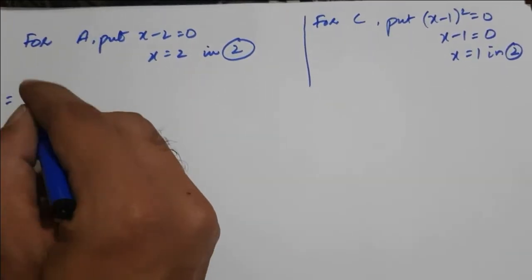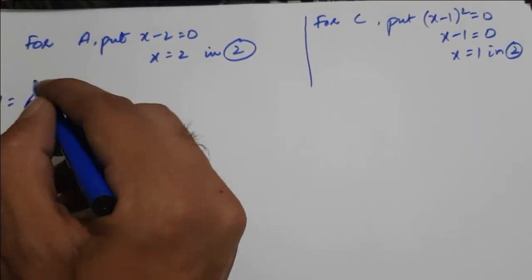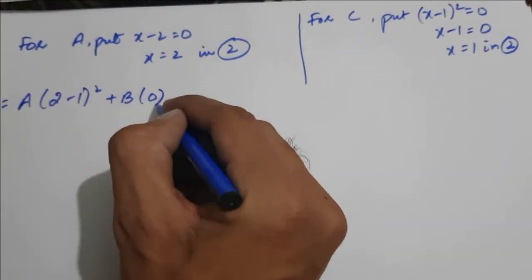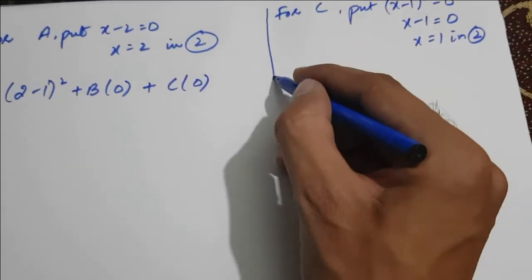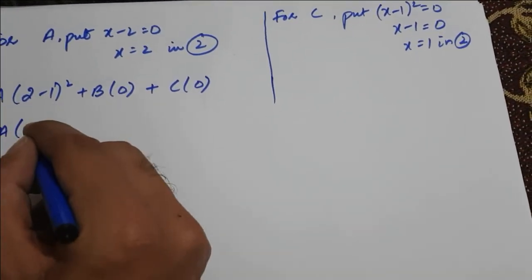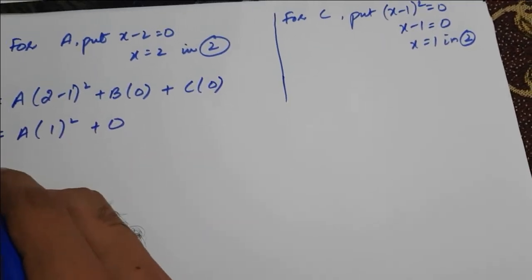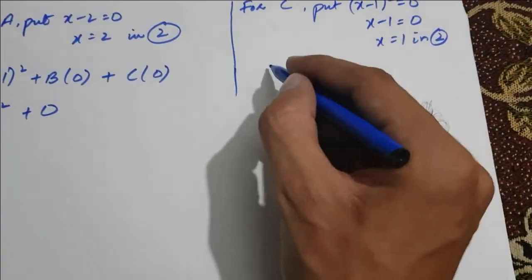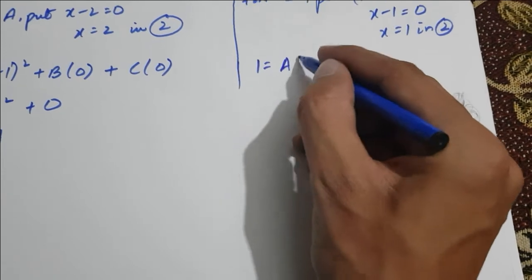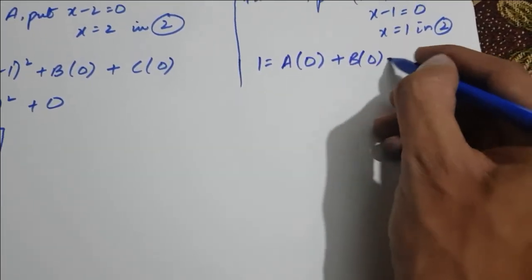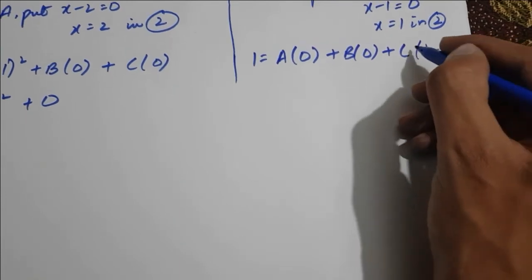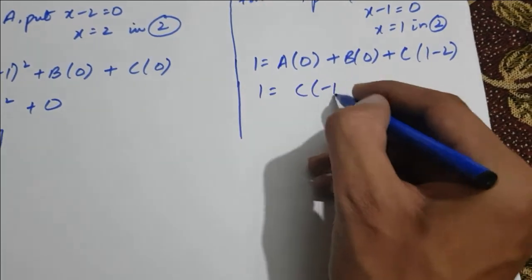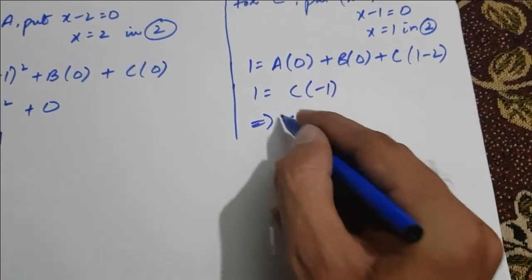We get 1 equals a multiplied by (2 minus 1) whole square plus b into 0 plus c into 0. 1 equals a into 1 square plus 0. So we get the value of a equals 1. Now for c, put 1 equals a into 0 plus b into 0 plus c into (1 minus 2). So we get the value of c to be minus 1.